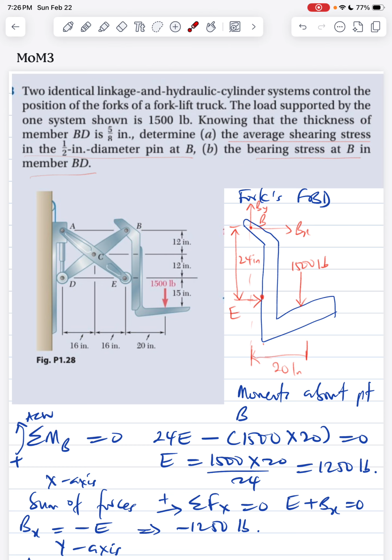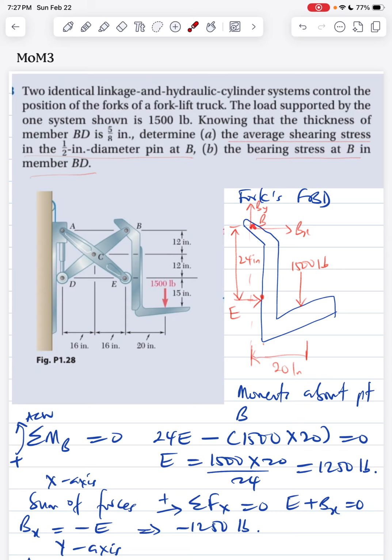Now, in solving this problem, it says determine the average shearing stress and bearing stress. Of course, to find stress, you need force, right? And area. So the force acting at this point: we have two, By in the vertical, and Bx. That's the starting point. To do that, we already have the free body diagram, which is here. If we take moments at point B, since these are unknowns, we don't compute them at this point, right? We can first find the unknowns, which we already have one as E. So the first step is to take moments about point B.